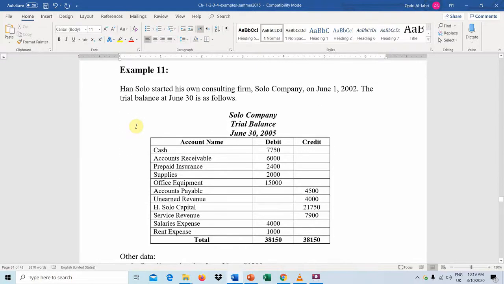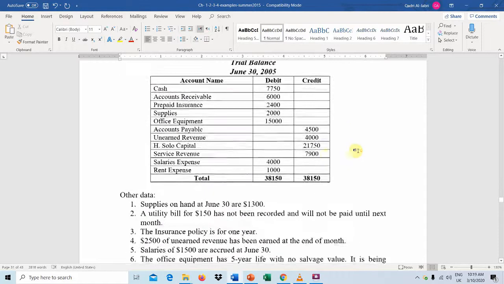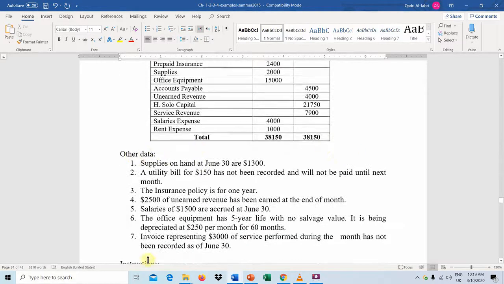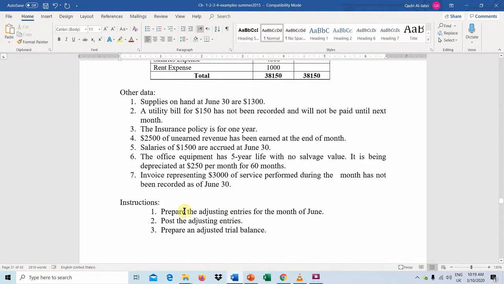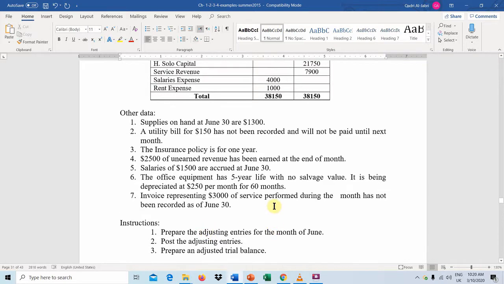Now, this is how questions on this topic will come in the exam. Usually you will be given a trial balance that shows the account balances, as you can see here, and then you will be given additional data. On each one of these, I will require you to prepare the adjusting entry.